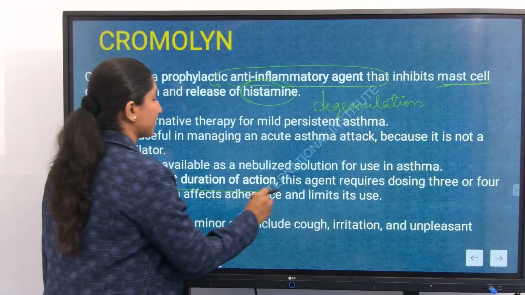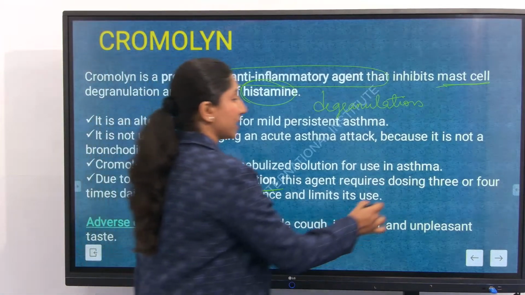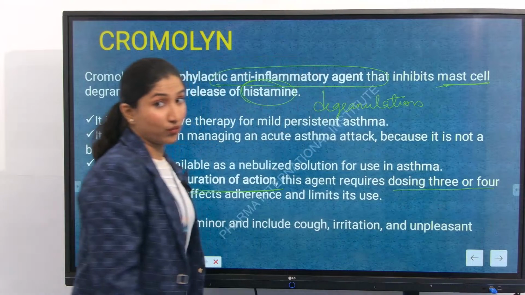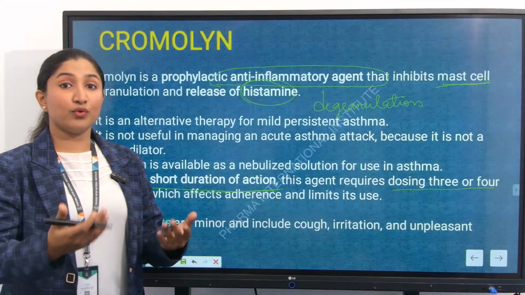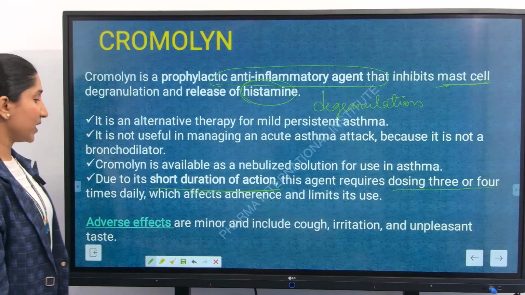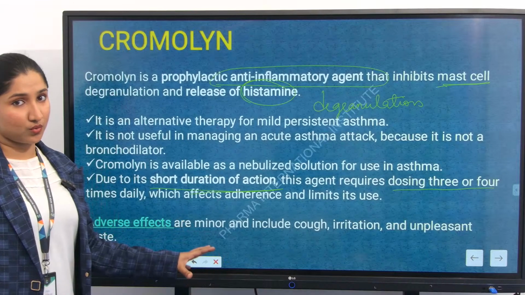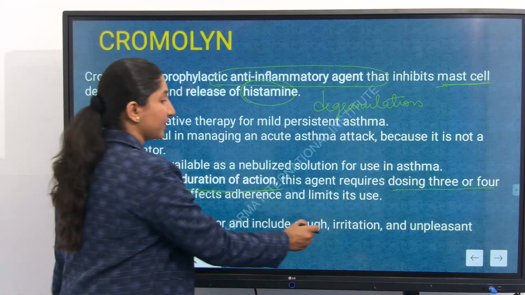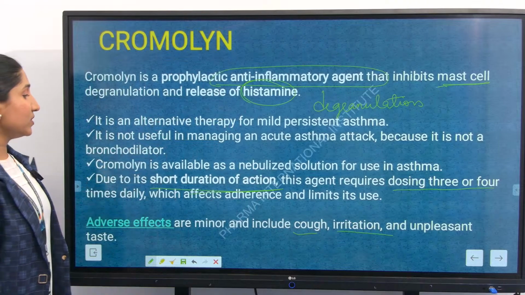But this agent can only be used as a prophylactic drug because of its short duration of action. It has to be dosed 3 to 4 times a day. You can use it as a prophylactic agent before an attack of asthma, when you anticipate one. There are also mild adverse effects associated with this drug, like cough, irritation, and an unpleasant taste. Okay, so that was about cromolyn.